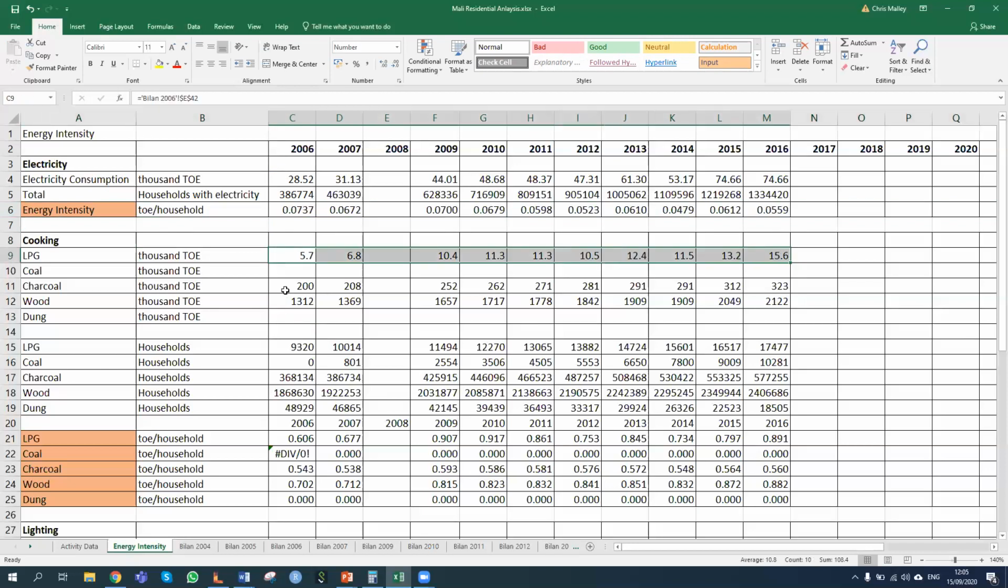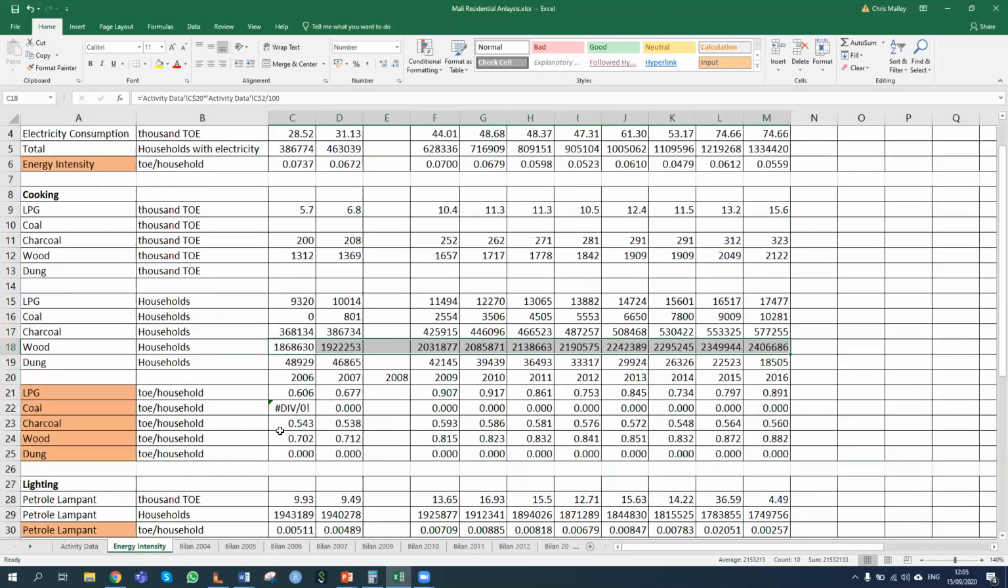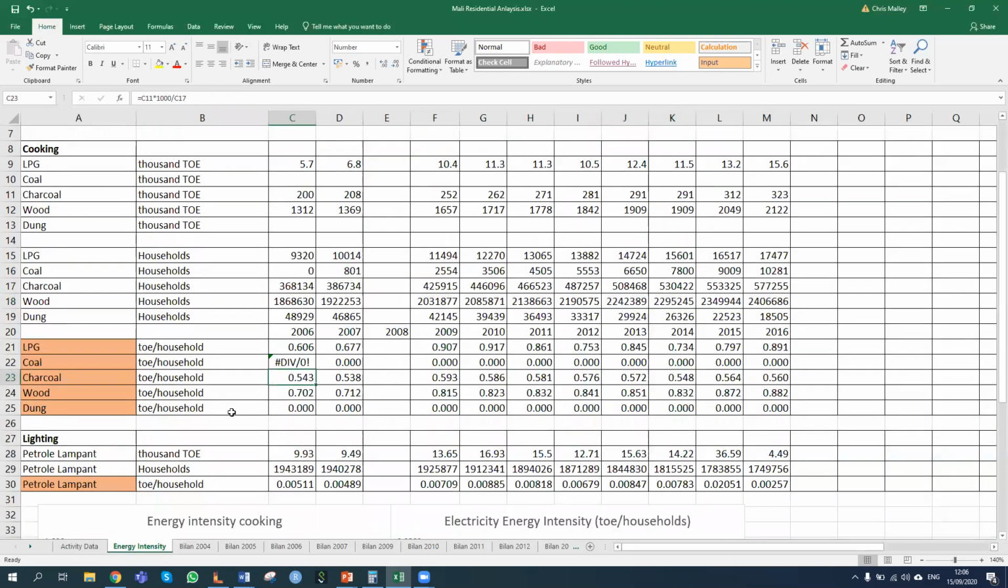The total consumption of LPG, of charcoal, and of wood, and the total number of households who are using LPG, who are using charcoal, and who are using wood. I divide them together, and that gives me the average consumption of charcoal or of wood per household for cooking. And if I do the same with kerosene lamps, I get the amount of kerosene consumed per household.